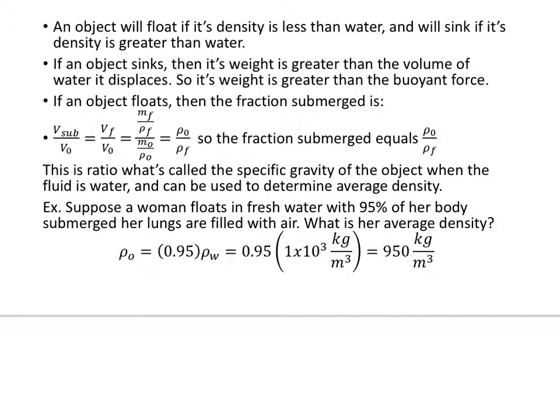Okay, so all we need to do, we know the fraction of her body submerged, 95%, and we know the density of water. So her density, her average density with her lungs filled with air, is 0.95, that's 95%, times the density of water. Density of water is 1 times 10 to the third kilograms per cubic meter, so therefore that comes out to be 950 kilograms per cubic meter as her average density.